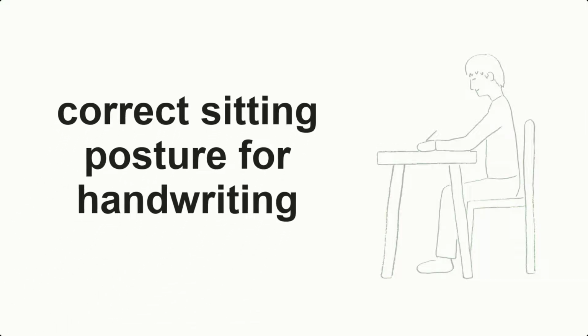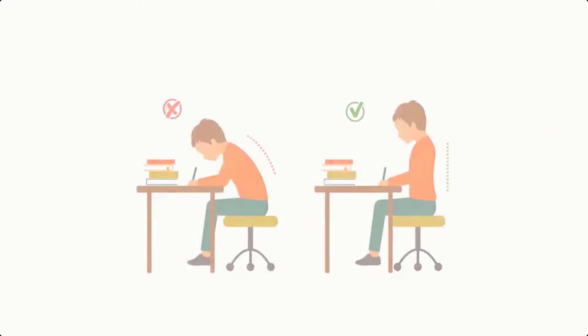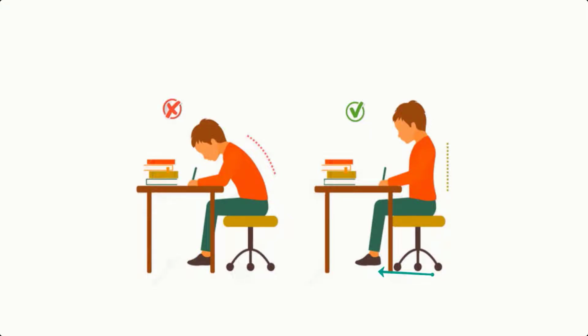Correct sitting posture for handwriting. Sitting with their feet flat on the floor. Sitting with their ankles, knees and hips all at 90 degrees. Forearms resting on desk with elbows level with the desktop at 90 degrees. Neck and shoulders relaxed.